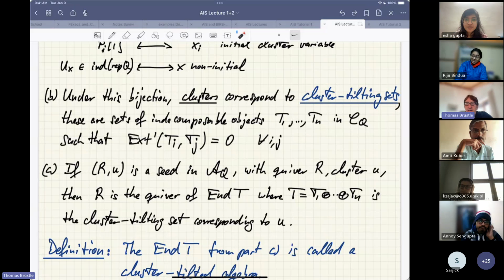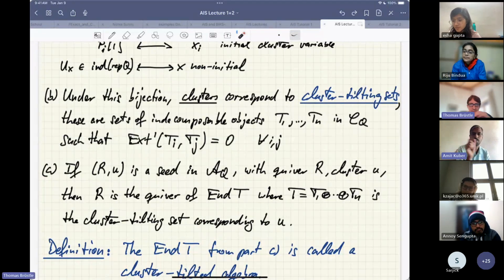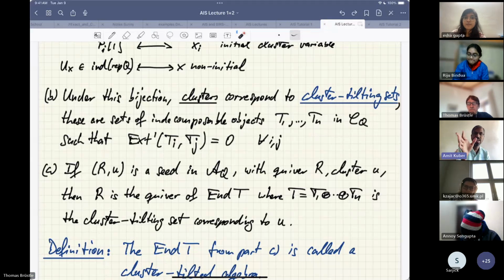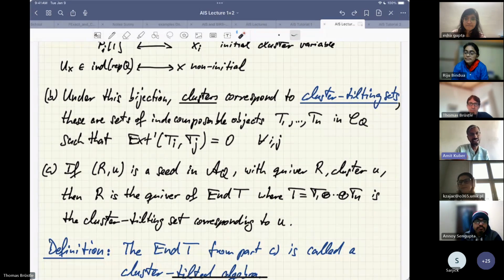I'm not sure if I understand your question totally. So I'm saying that if you just take one copy of, let's say, A3, put one relation, and then declare that alpha beta is 0, then do you still get the same thing?